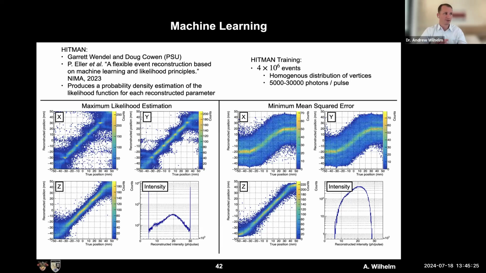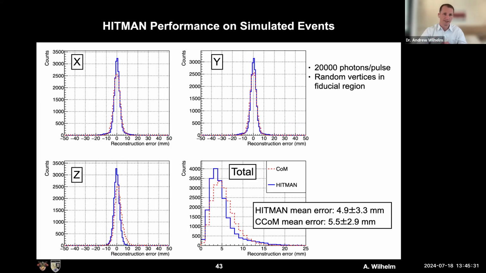This is a collaboration with Penn State University, I should say. This is the work of Garrett Wendell and Doug Cowan. Initial indications are that the machine learning algorithm outperforms the center of mass method modestly, but we're hopeful that we can continue to tune more performance out of this machine learning algorithm and continue to improve the reconstruction performance.